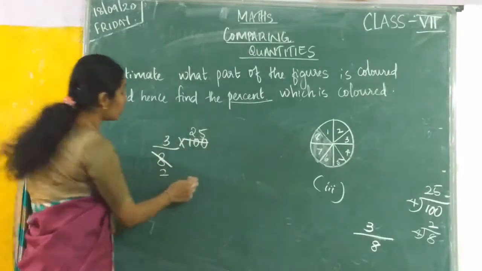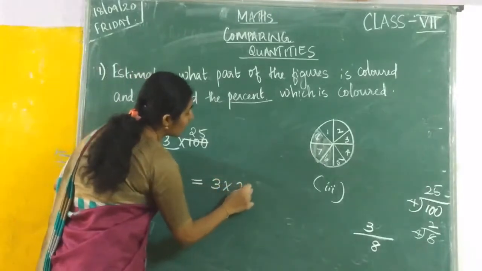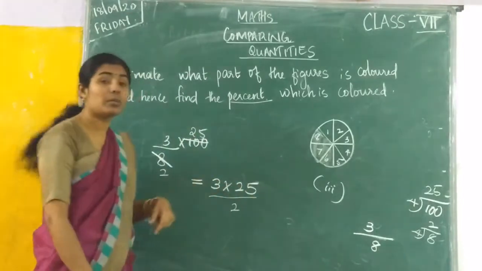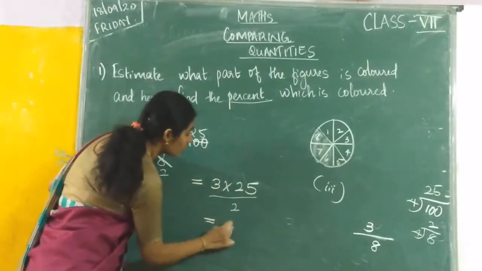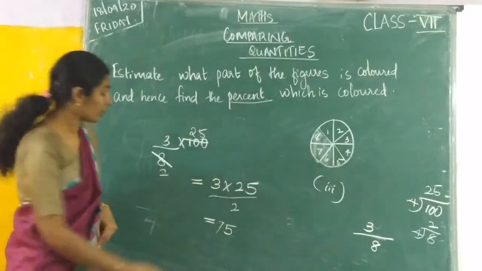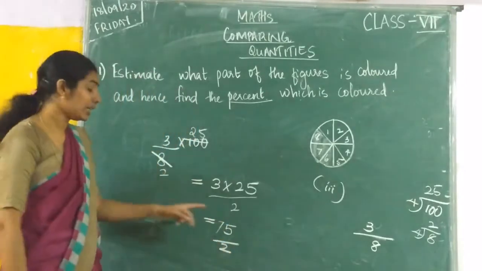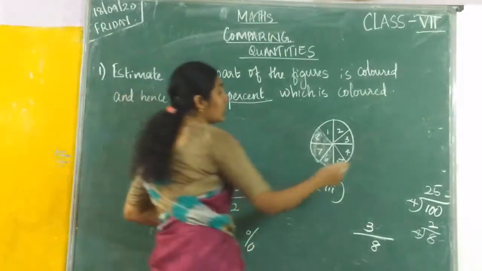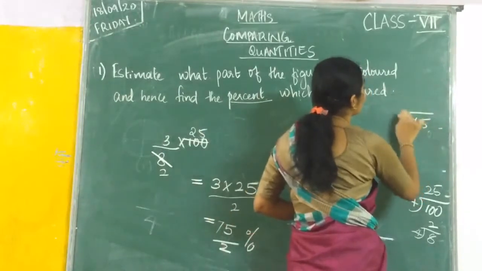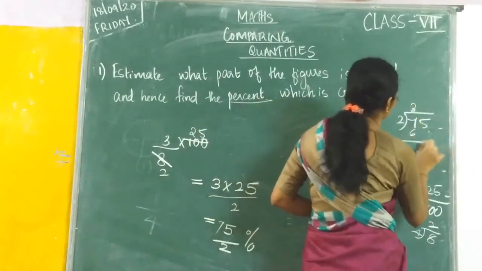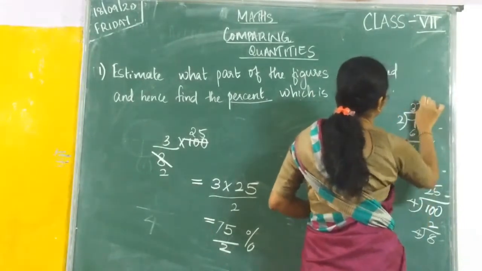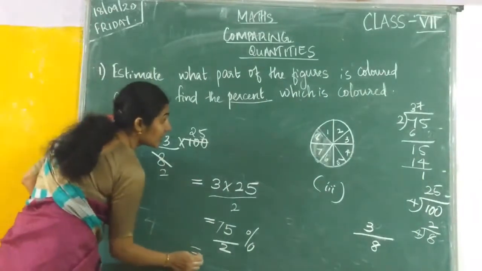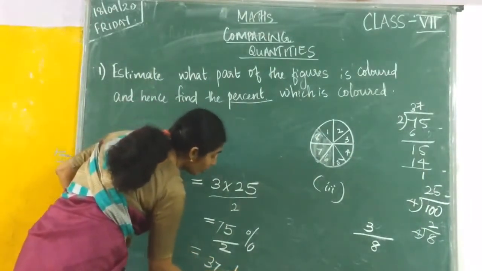So what is the final answer you are getting? 3 multiplied by 25 divided by 2. What is 3 multiplied by 25? 75 divided by 2. Either you can write this as the percentage or write the mixed fraction. 75 when you divide by 2, what will you get as the mixed fraction? 37 1 by 2 percent.